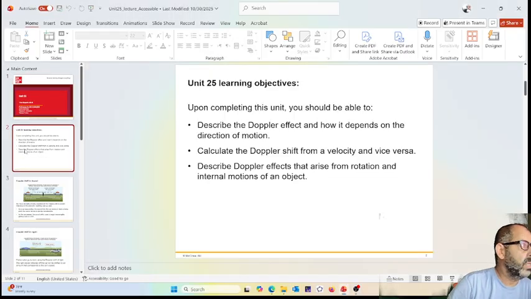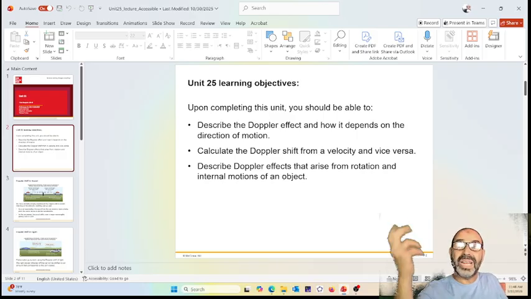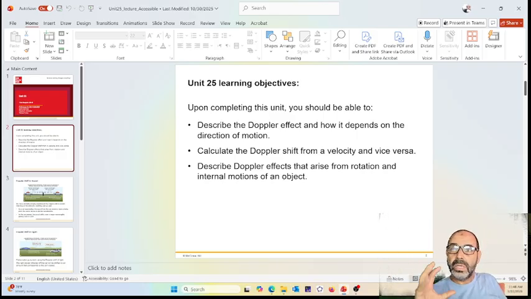In here, we're going to describe the Doppler effect and how it depends on the direction of motion. Calculate the Doppler shift from a velocity and vice versa. Describe the Doppler effect that arises from rotation and internal motion of an object. The sun, for example, spins on its own axis. At times, part of the sun is coming towards us because it's spinning this way, and at the same time, other parts of the sun are moving away from us. So we can determine the rotation of objects that way. You don't really have to find the objects moving in or out. The same object, you can find how fast it's spinning or how fast it's rotating around the center points.